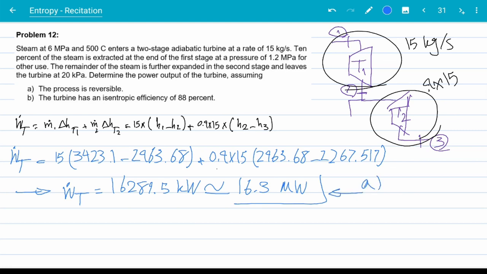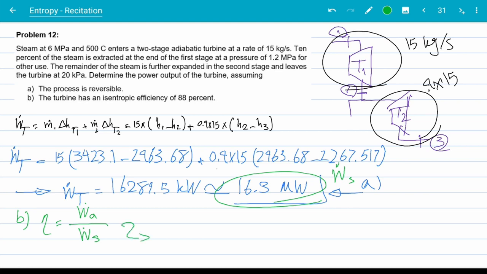Now, this was part A. We were assuming that the turbine is isentropic, and the entropy is the same throughout the expansion. Now for part B, we are asked what would the power output be if the turbine had an isentropic efficiency of 88%. Now this is an easy one. Isentropic efficiency of a turbine is the actual power output over the isentropic power output. Now the number we have here, 16.3 megawatts, is the isentropic one, because we were assuming that the turbine is ideal and delta S is zero throughout the expansion process.